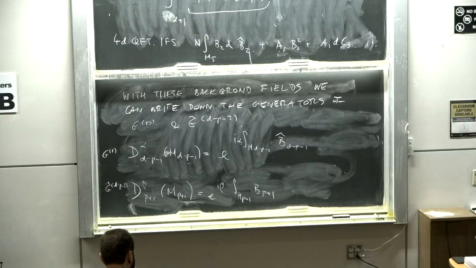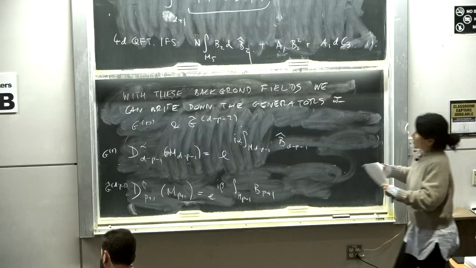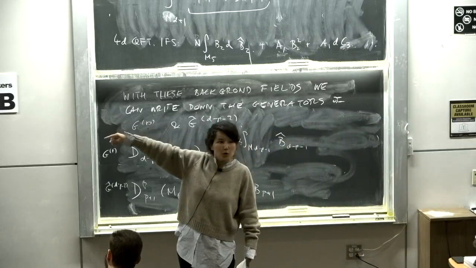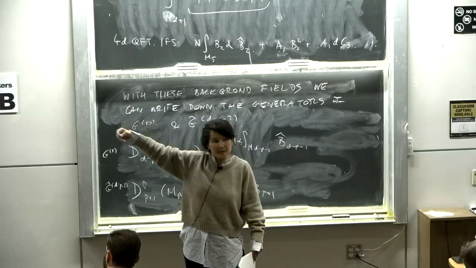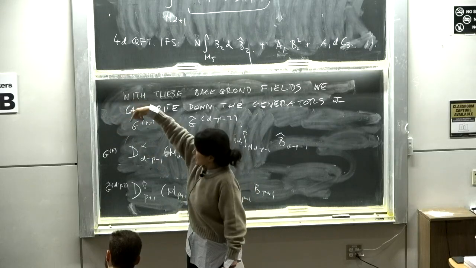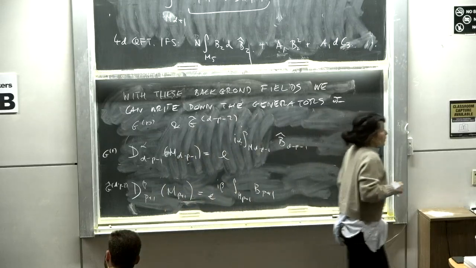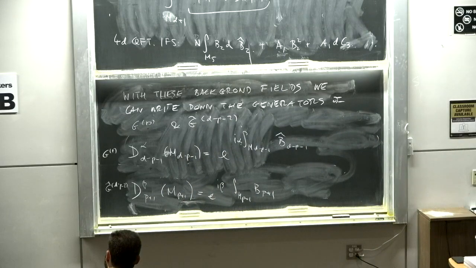Sorry? I think basically because of these pairings that are now erased, right? If you do B goes to B plus d lambda, they will just be killed in the sum. Yeah. Any other questions?